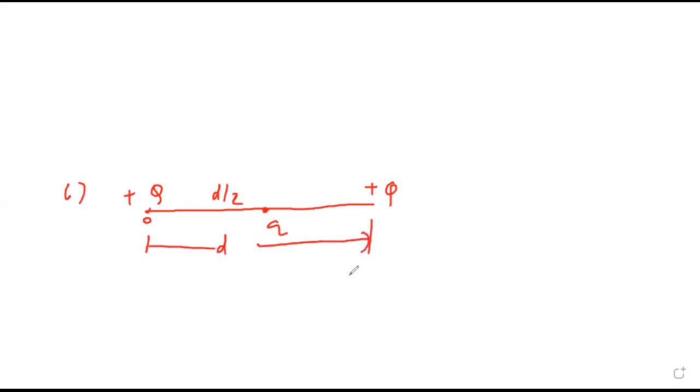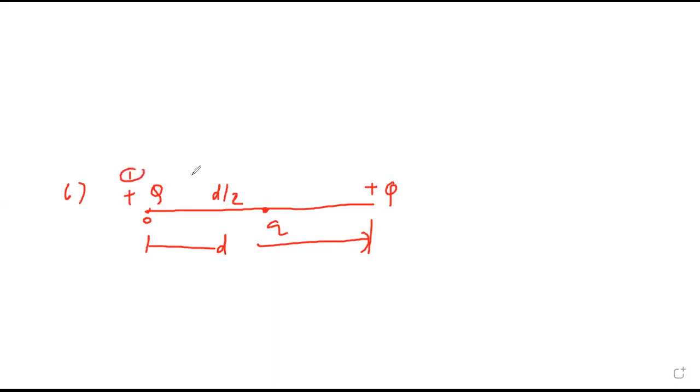Three charges plus q, small q and plus q are placed at distance 0, that means origin, at d by 2 and distance d from origin. If net force experienced by plus q at origin is 0, then what is the value of small q?